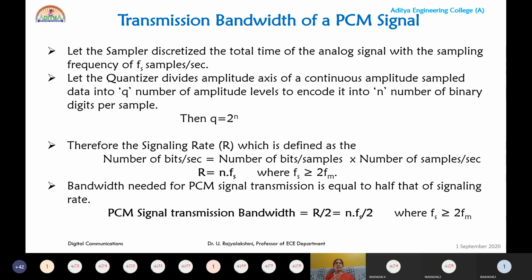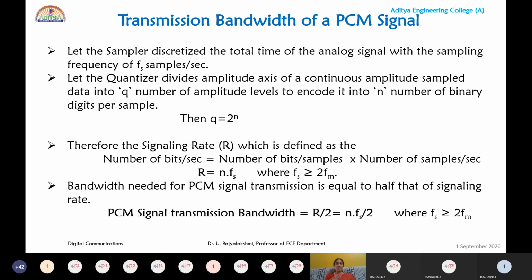If you replace here, the PCM signal bandwidth is always greater than or equal to N into Fm, because Fs is greater than or equal to 2Fm. So the 2 gets cancelled here. You have 2 in the numerator and 2 in the denominator. So finally, the PCM signal transmission bandwidth is always half that of the signaling rate. You can define it as N Fs by 2, or to avoid the aliasing effect, it should be greater than or equal to N Fm.